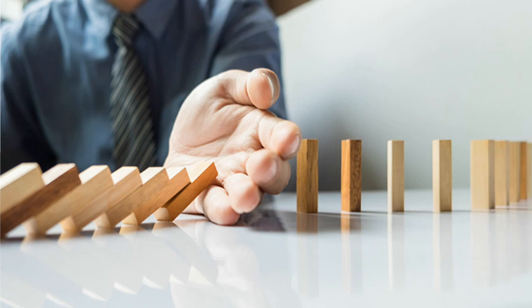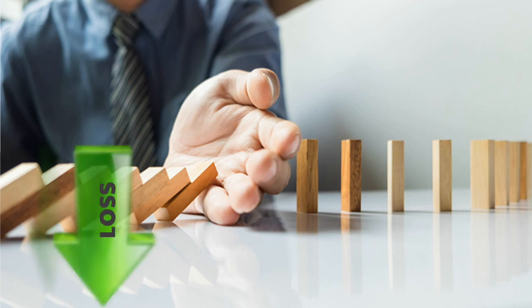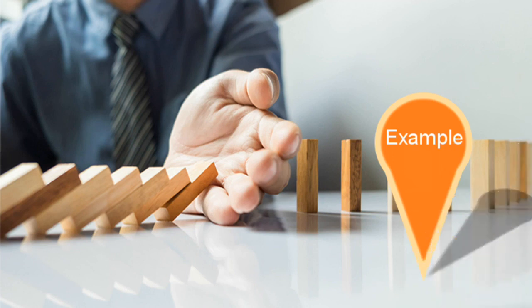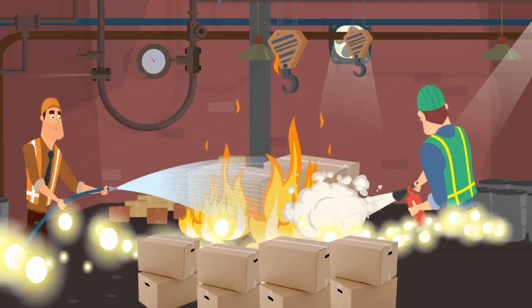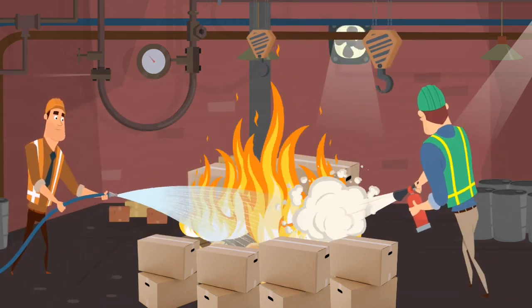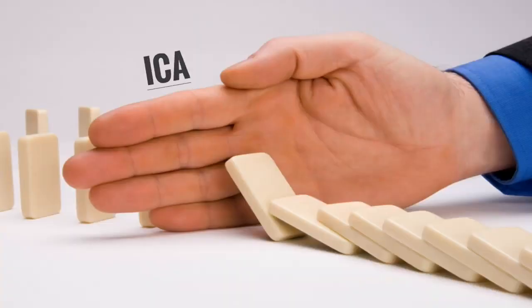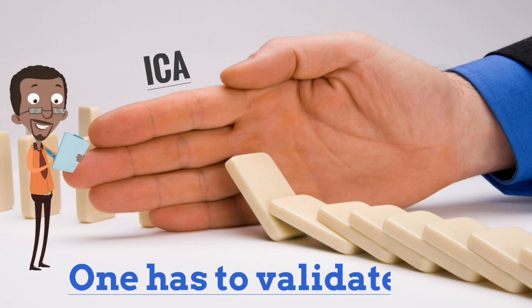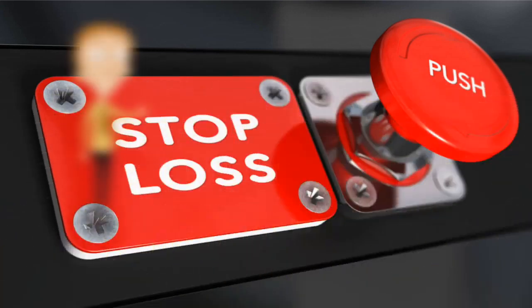Before we look for permanent solution, we have to put interim containment action in place so that the loss will stop immediately. Example of interim containment action. If there is a fire, you first put out the fire before investigating the reason for the fire. Once we put the ICA in place, one needs to validate whether it is working and whether the problem has stopped. This will ensure that the loss is stopped.